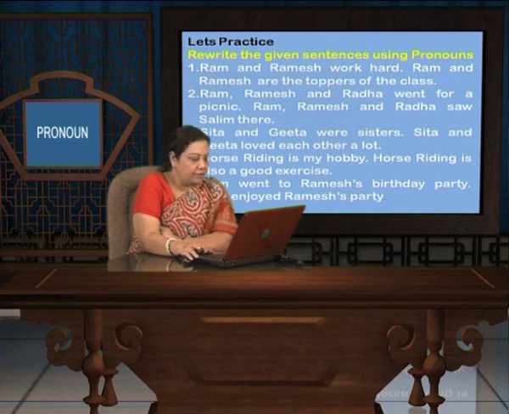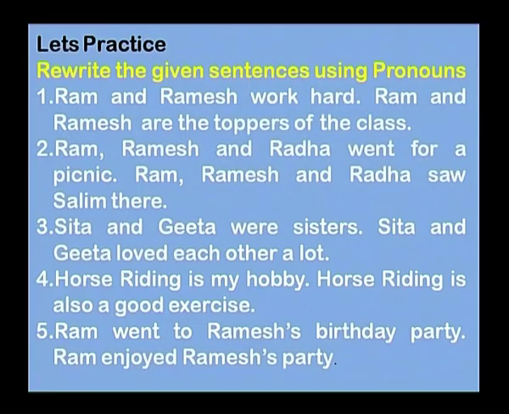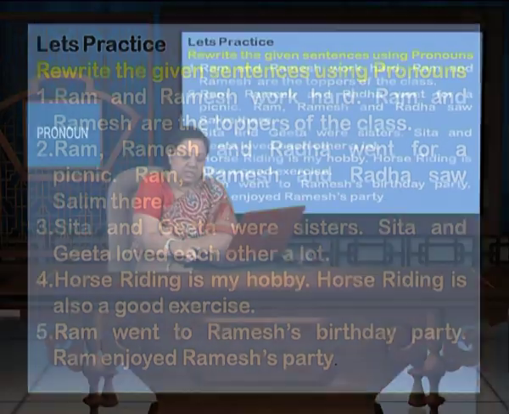I'd like to give you practice of a few sentences here. You can rewrite these sentences using pronouns. The first sentence says, Ram and Ramesh work hard. Ram and Ramesh are the toppers of the class. The second sentence says, Ram, Ramesh and Radha went for a picnic. Ram, Ramesh and Radha saw Salim there. The third sentence is, Sita and Geeta were sisters. Sita and Geeta loved each other a lot. The fourth: Horse riding is my hobby. Horse riding is also a good exercise. The fifth sentence is, Ram went to Ramesh's birthday party. Ram enjoyed Ramesh's party.